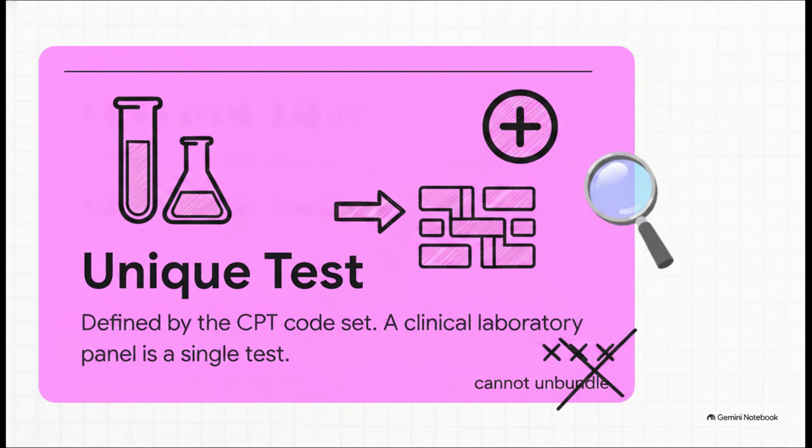A clinical laboratory panel, say a basic metabolic panel, code 80047, is a single test. You absolutely cannot unbundle a panel to get more data points just because it happens to test for multiple things. If the CPT code set defines it as one clinical panel, it counts as exactly one unique test, period.